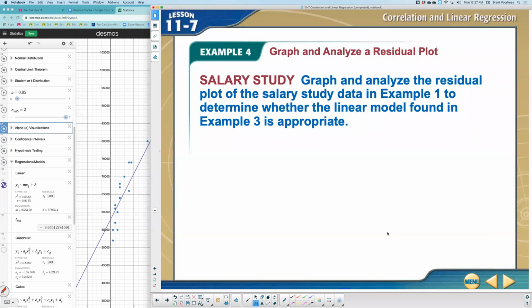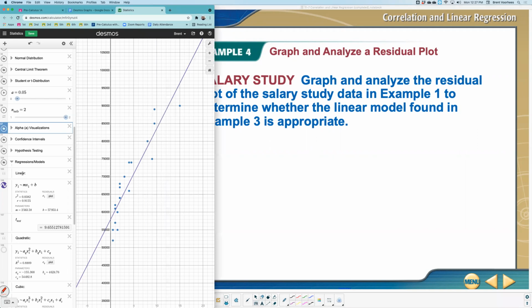Example 4. Now let's look at what's called the residual plot. It says graph and analyze the residual plot of the salary study data in example 1 to determine whether the linear model found in example 3 is appropriate. And so what does that mean? Well, if you come over here to the regressions, you go to linear here, I'm going to click on the residuals E1 plot, that button, plot.